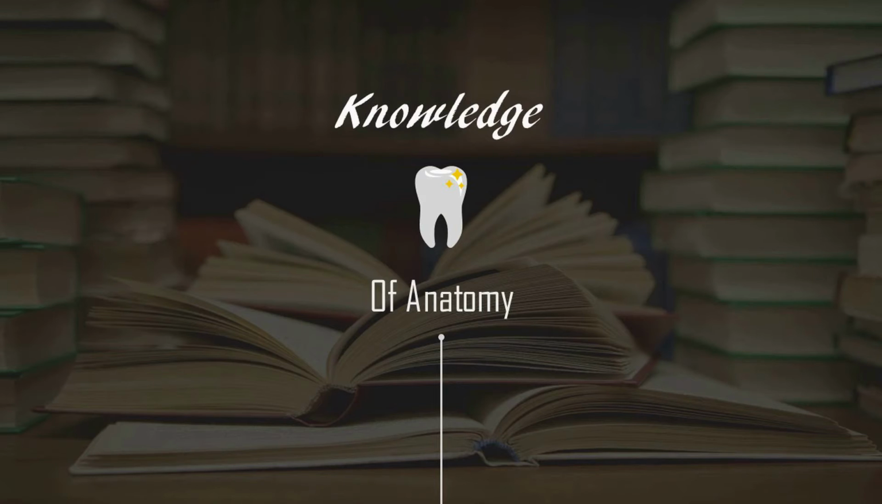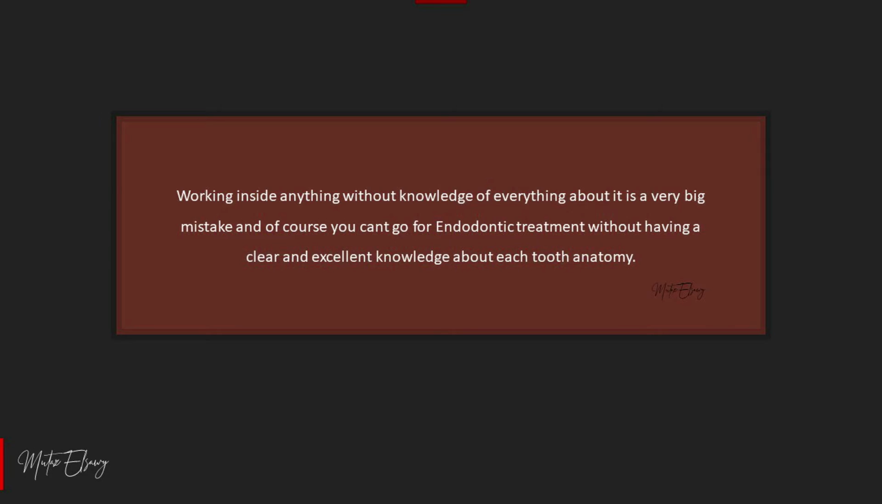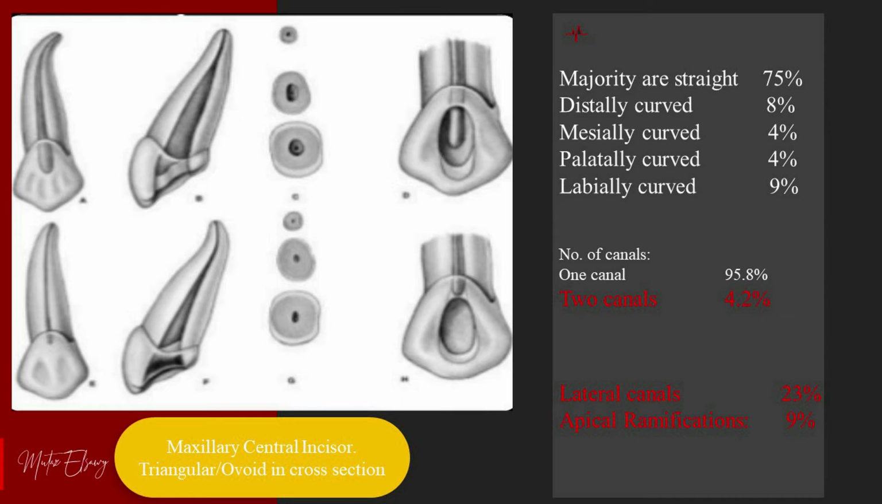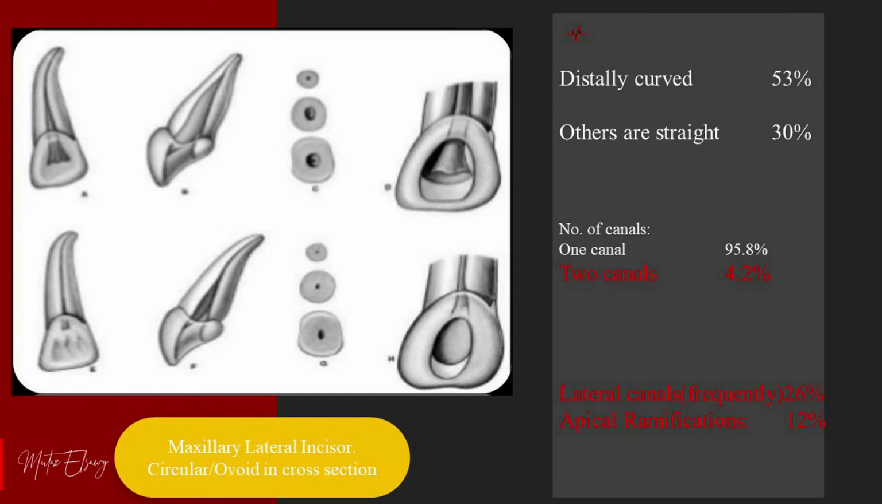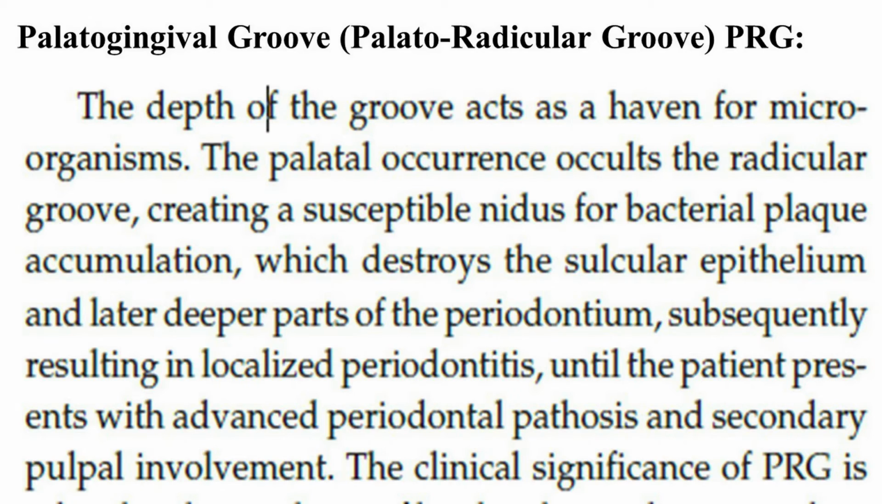Now we'll go to the second category, which is knowledge of anatomy. Working inside anything without knowledge of everything about it is a very big mistake, and of course you can't go for endodontic treatment without having a clear and excellent knowledge about each tooth anatomy. Dear colleagues, you will find a full description for each tooth anatomy in the following slides of this lecture. We will focus on some strange facts about tooth anatomy.